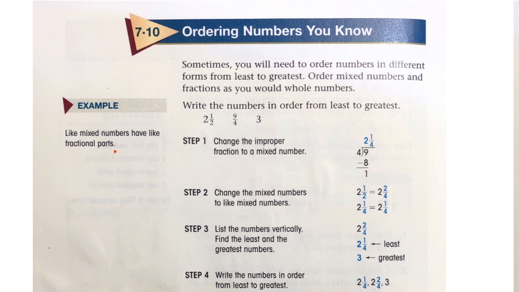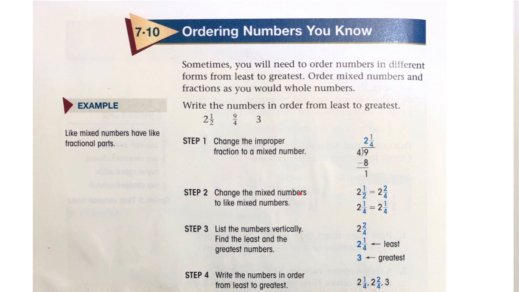Like mixed numbers have like fractional parts. Step 1. Change the improper fraction to a mixed number. The improper fraction, 9 over 4, puts 9, which is on top, in the shop. 4 does the dividing. So you get the mixed number 2 and 1/4.